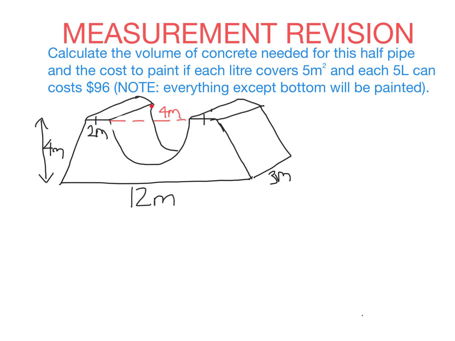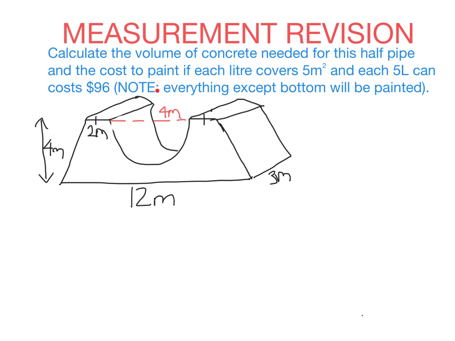I have this half pipe here. I'm sorry, I know it's very poorly drawn. It's supposed to be a trapezoidal prism with like half a cylinder cut out. So we're going to calculate the volume of concrete needed to make this, and then we're going to calculate the cost to paint it. So let's start by calculating the volume of the concrete needed.